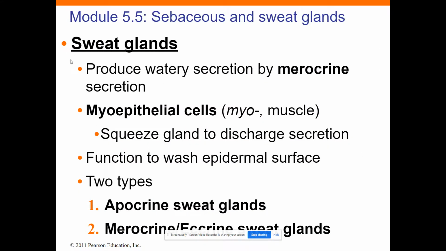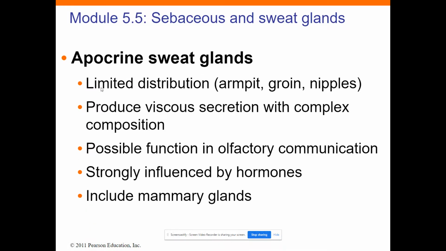So in terms of sweat glands, you have 2 main types of sweat glands. You have apocrine sweat glands and you have merocrine, or sometimes called eccrine, sweat glands. All the sweat glands produce more of a watery secretion. So the sebaceous gland is more oily and the sweat glands are more watery. But the apocrine ones are located in your armpit, groin, and nipples. And the secretion that they have is more viscous or thick. And it also might have a certain odor to it.